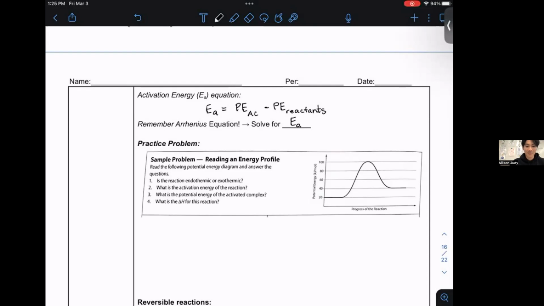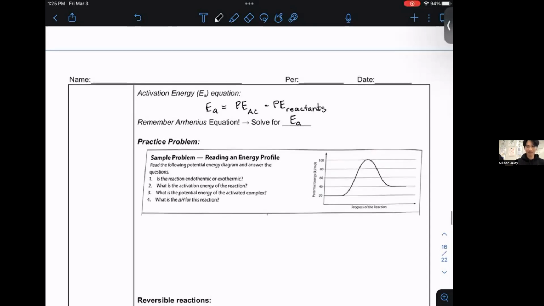So now, no need to walk them through the practice problem, just let them do it. Go for it. Okay, Miss Judy did mention this briefly, and I'll mention it though.